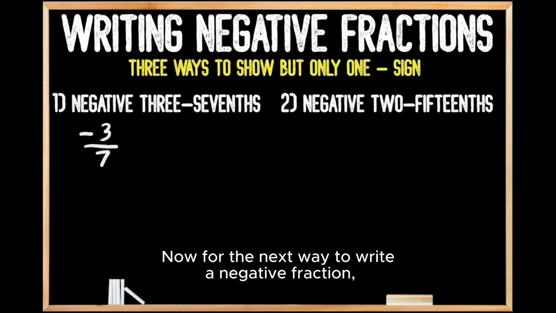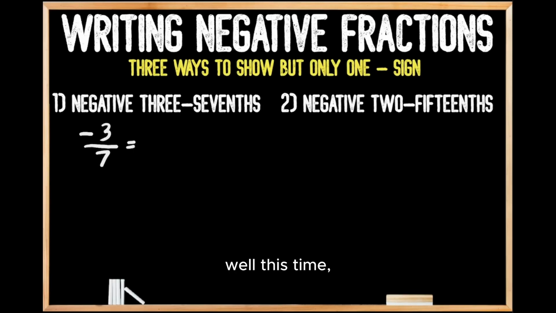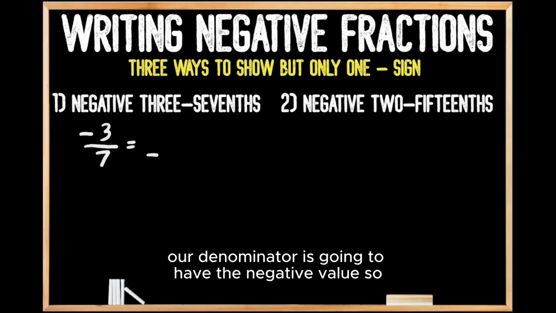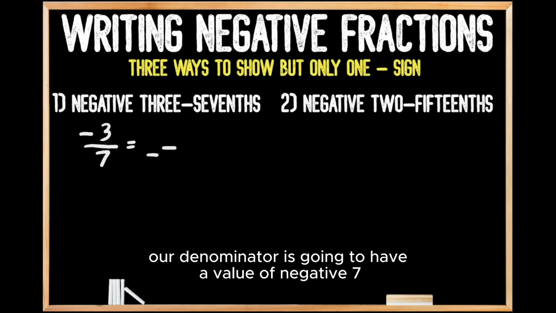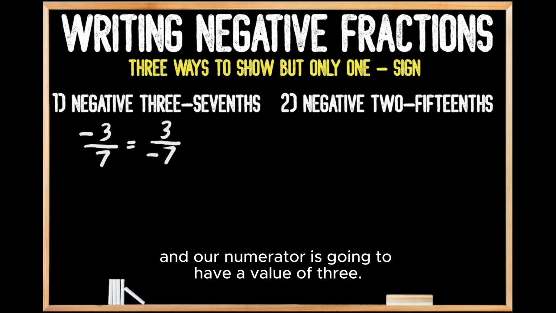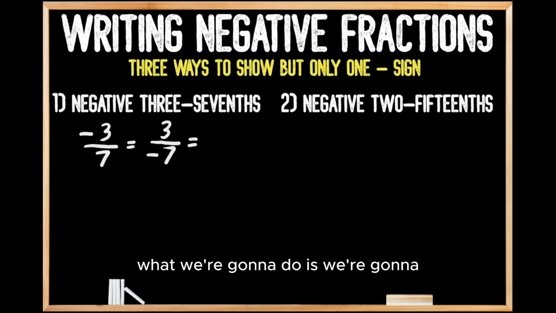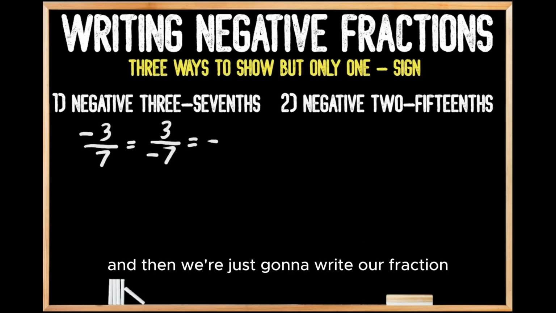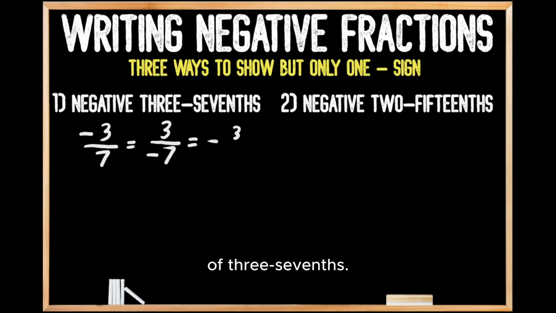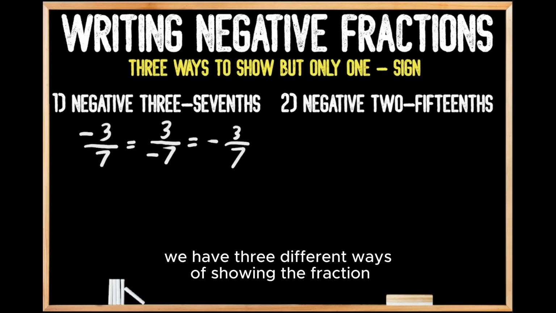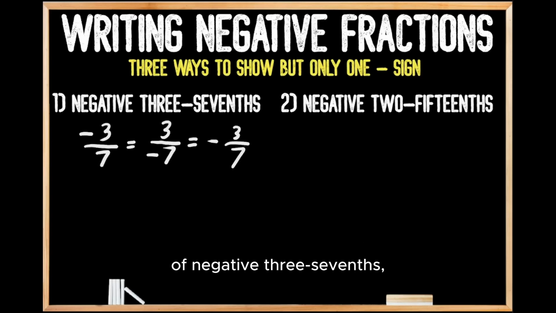Now for the next way to write a negative fraction, well, this time our denominator is going to have the negative value. So our denominator is going to have a value of -7 and our numerator is going to have a value of 3. Now for the last way for us to show a negative fraction, what we're going to do is we're going to put the negative in front of the fraction. So we have our negative here, and then we're just going to write our fraction of 3/7. As we can see here, we have 3 different ways of showing the fraction of -3/7.